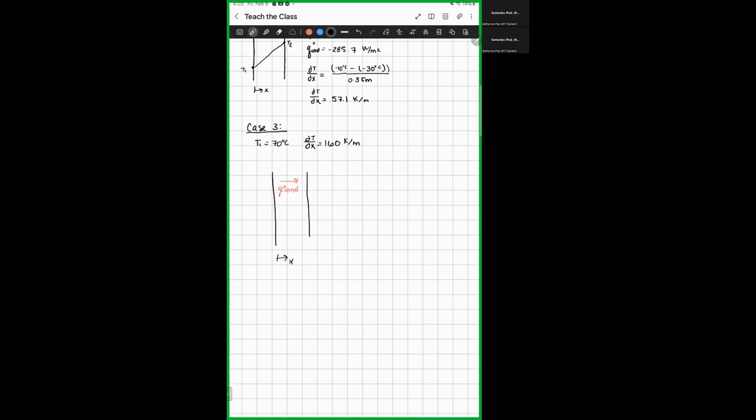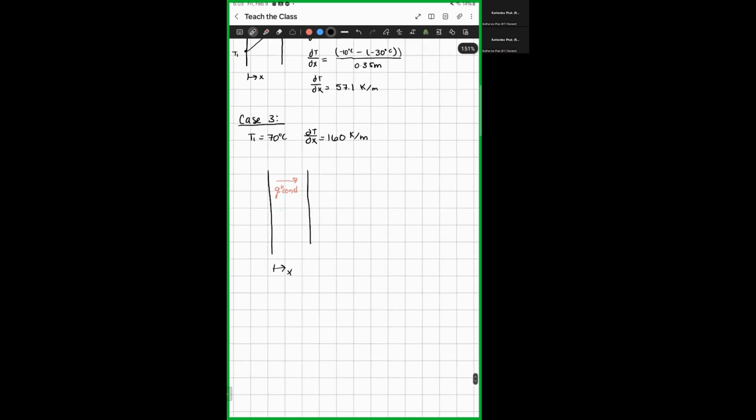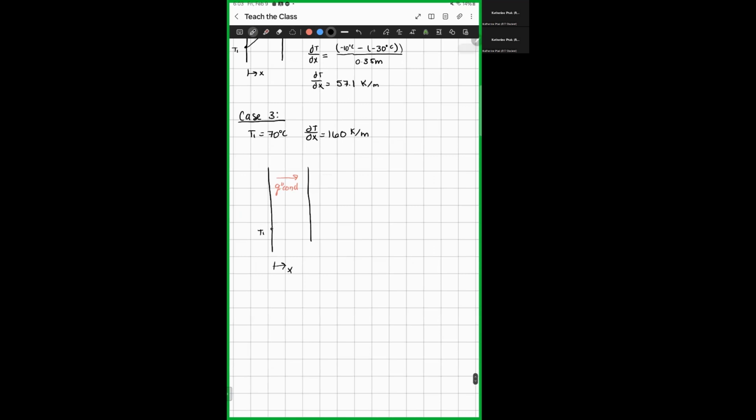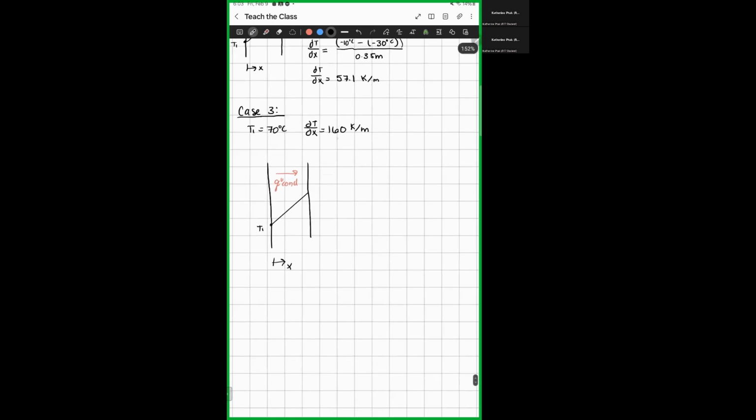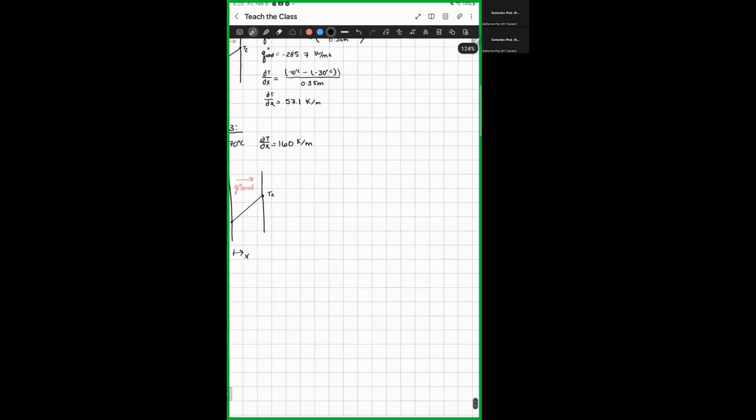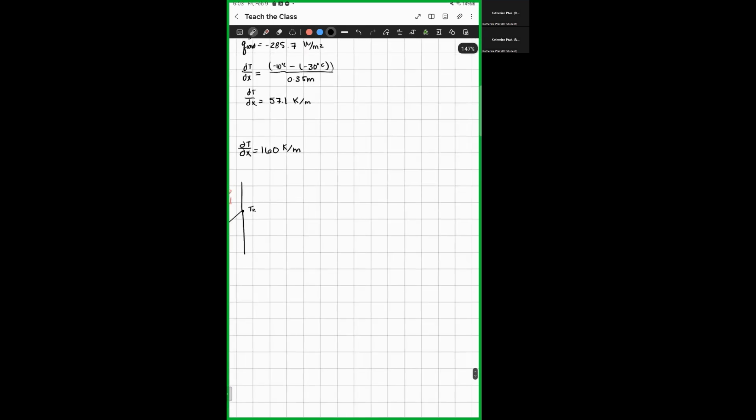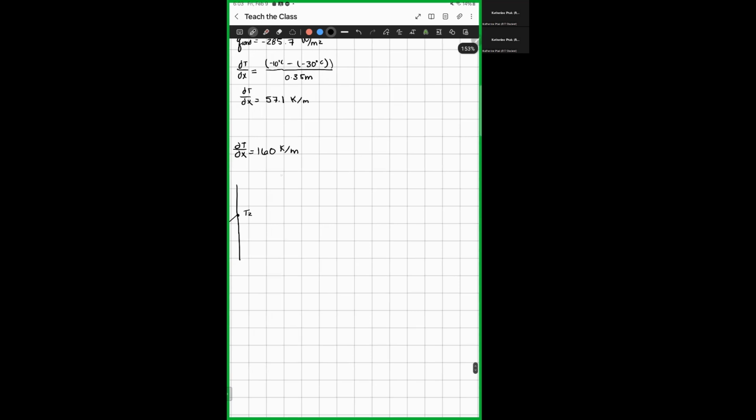We have a positive slope, so that means we're going from a cooler temperature to a hotter temperature. So we will draw T1 down here. Again, we have a positive slope, so it has to be a positive slope, and we'll have T2 up here. So first we'll solve for T2. I'm going to use dT/dx equals T2 minus T1 over L.